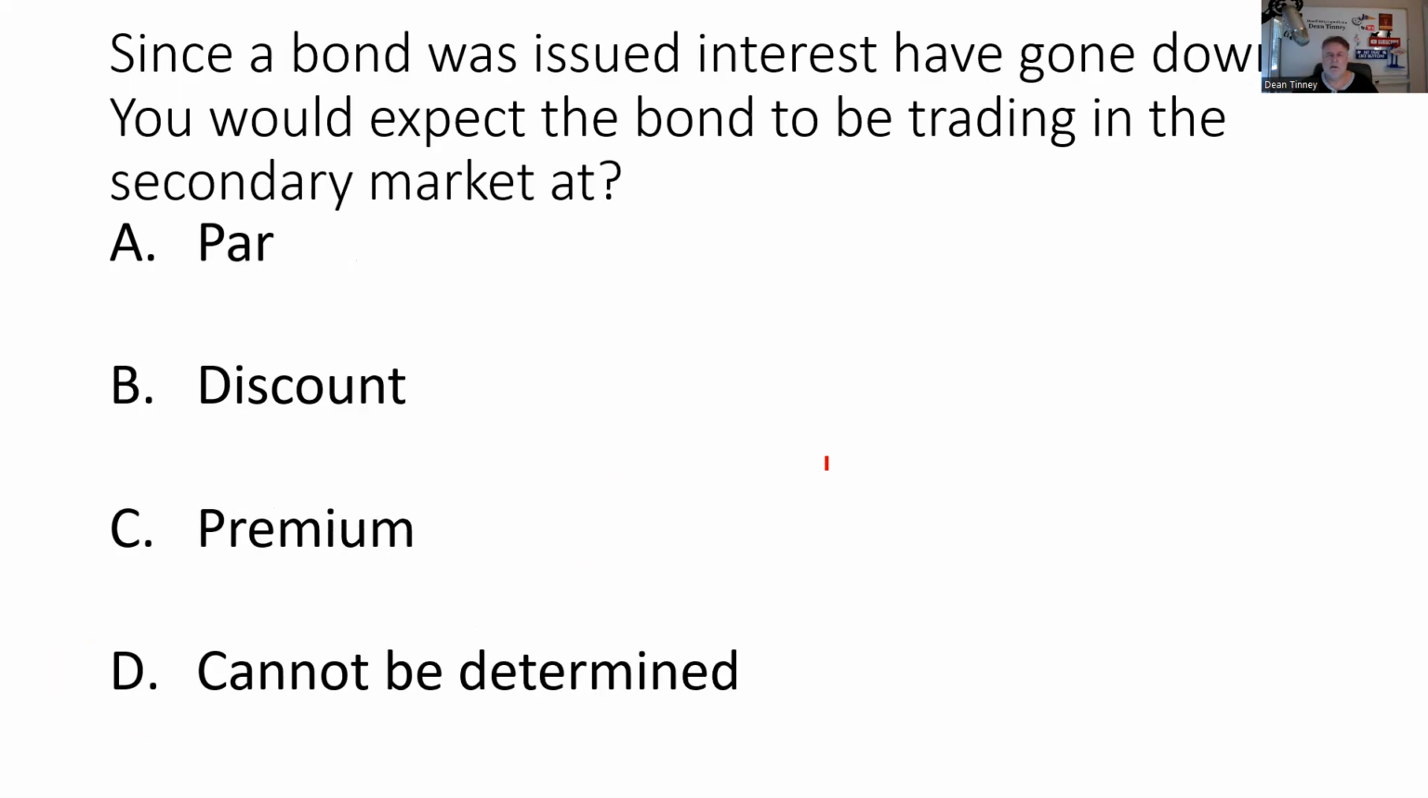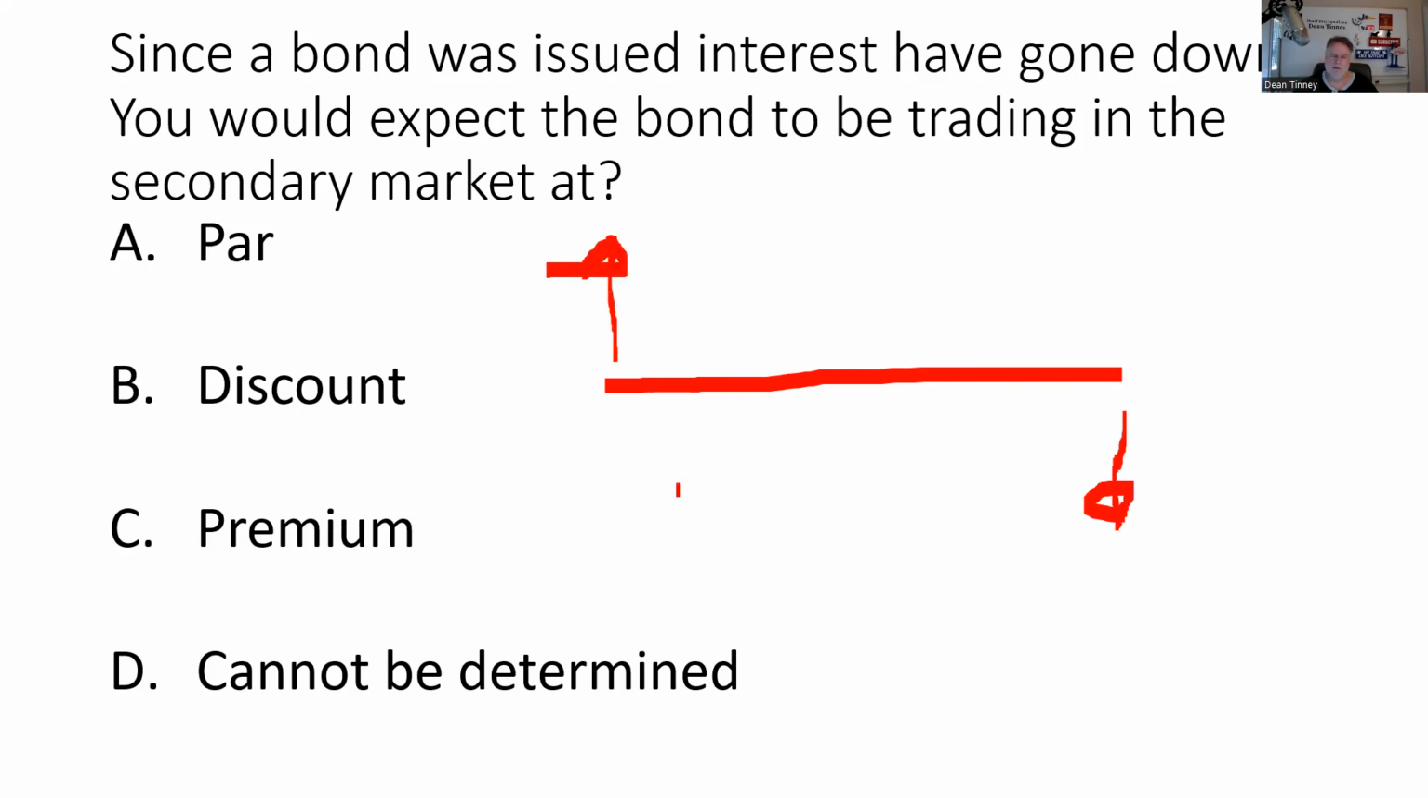Since a bond was issued, interest rates have gone down. Again, this isn't a lecture. This is just some practice questions. But what you might want to do is draw a teeter-totter, a flat line. I have a whole lecture on it. Somebody just told me they watched it the other day. And if interest rates go down, boom, there's our teeter-totter. We would expect the bonds to go up, and we would expect those bonds to be trading at a premium.